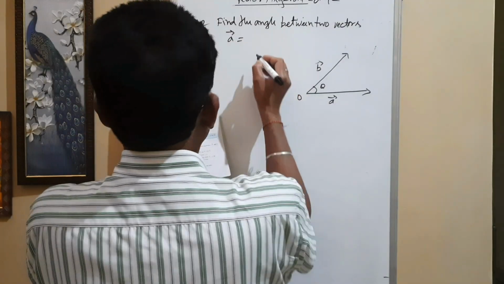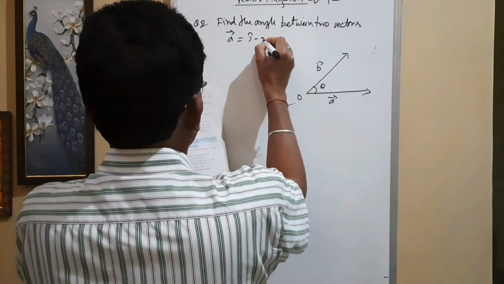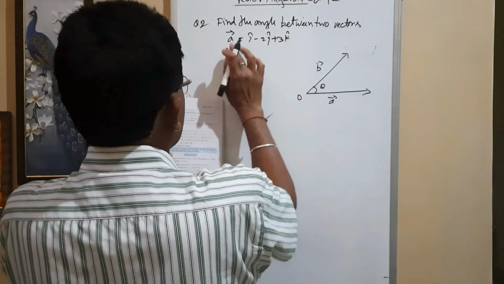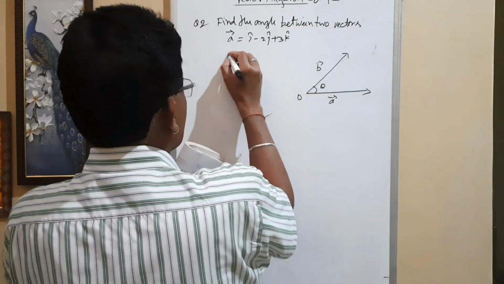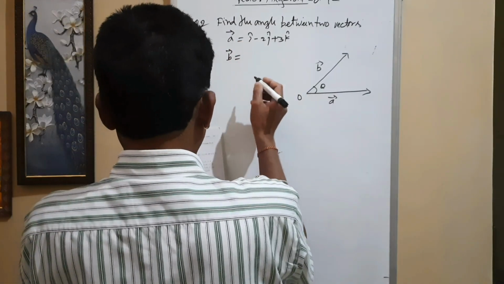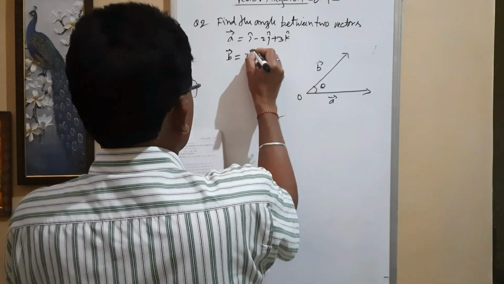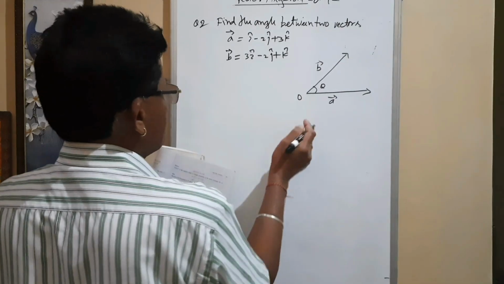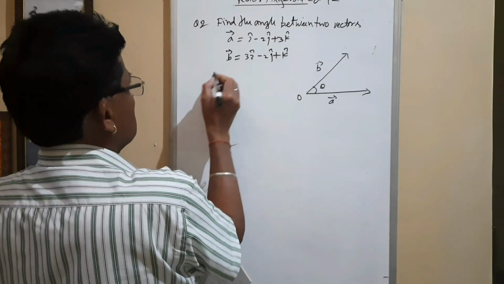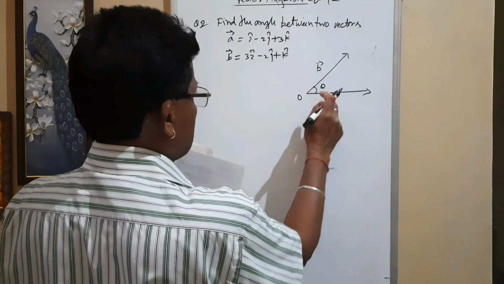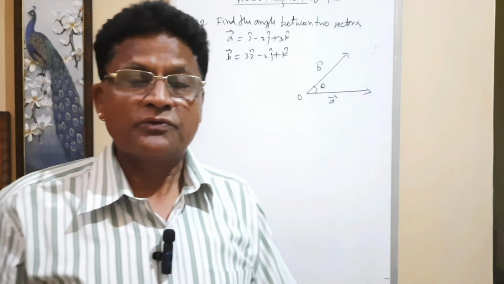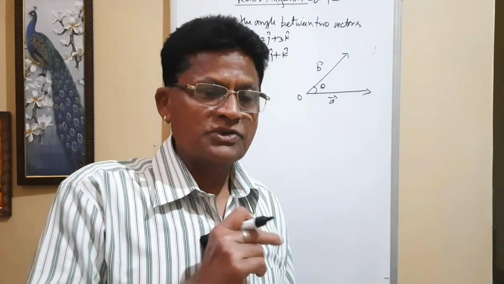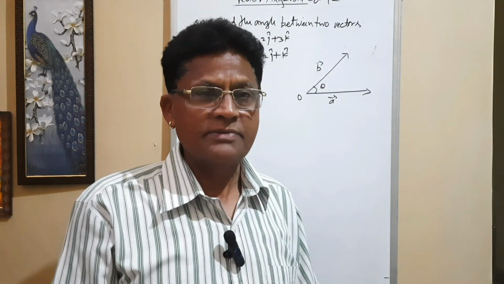Vector A is given over here: i minus 2j plus 3k. And vector B is also given: 3i minus 2j plus k. You will find the angle between these two vectors using the same thing. But before starting, because we need the angle between vectors A and B, find the dot product as well as the magnitudes of these vectors. In the previous question all the ready-made things were given, but here they are not.